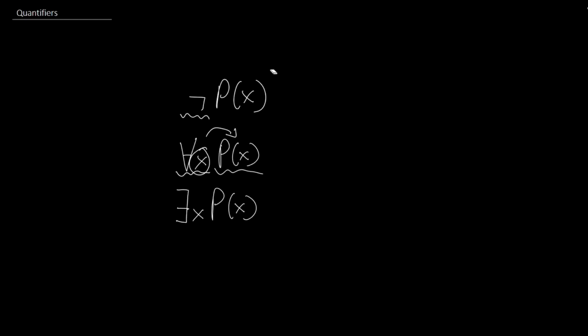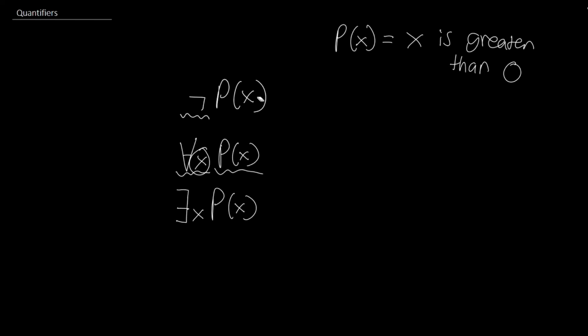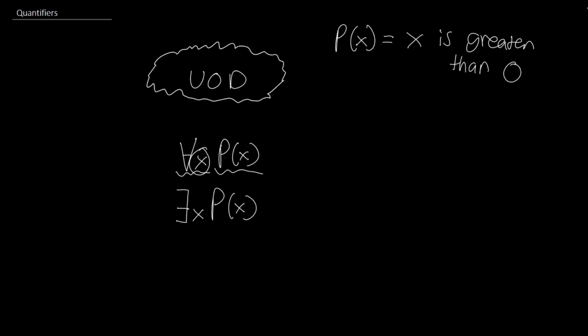So as an example, let's give and assign a meaning to px. We're going to give it the meaning x is greater than 0. So this would mean for all values of x, x is greater than 0. And this may or may not be true depending on the universe of discourse. Remember, this is the universe in which our mathematical objects come from. This is the warehouse, if we're still using that same analogy.